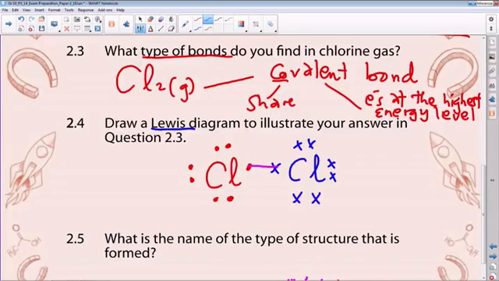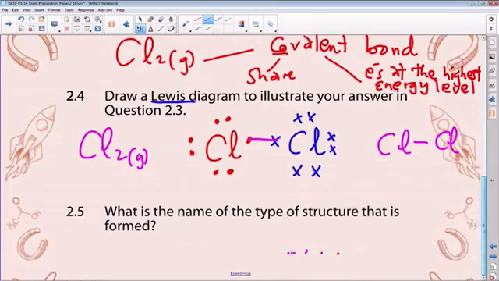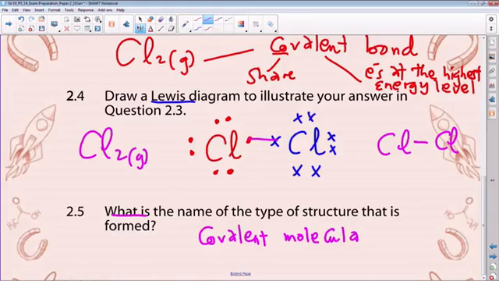That's why we say the formula is Cl2, and we can also go do the dot-and-cross notation. Some of you understand that we have a pair of shared electrons. Then that's basically what it is. What is the name of the type of structure that is formed? This is a covalent molecular structure, because it has to do with the sharing of electrons.